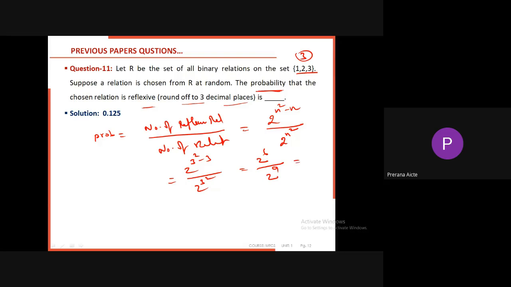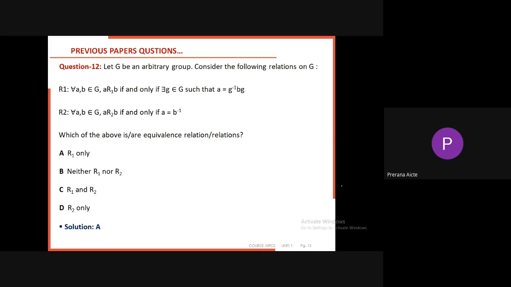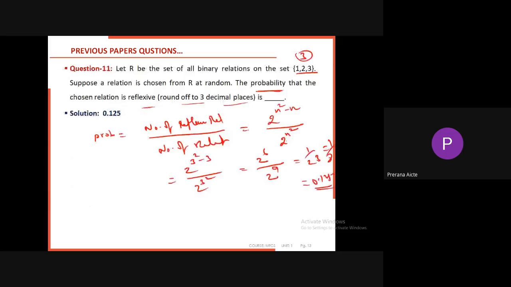So that is what we can say, 2 power 6, 2 power 3, 1 by 2 power 3, that is 1 by 8, that is equal to 0.125, like this. So this is the answer for this one. So like that we can do this. Similarly, next, the thing is here we have to remember this formula. And you have to check whether he is asking for probability.